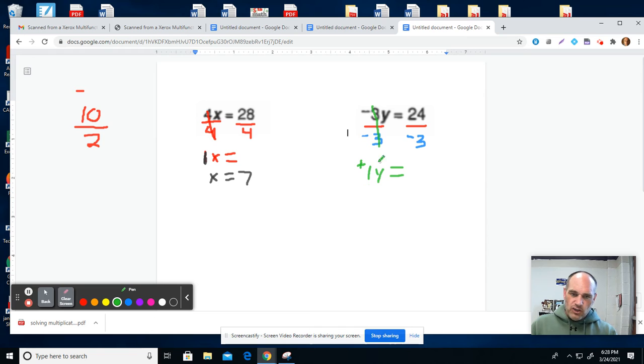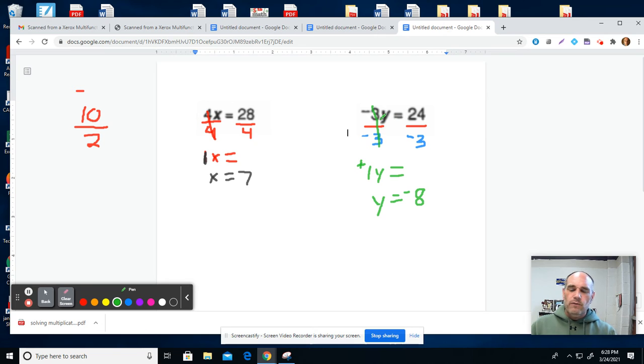All right, so I just got y all by itself, because 1y is the exact same thing as just y. Over here now, 24 divided by 3 is 8. Because the signs are different, it's a negative 8. And if we were to plug this back into our problem and put a negative 8 in for y, well, negative 3 times negative 8 is a positive 24. So this is the work that I have to see.